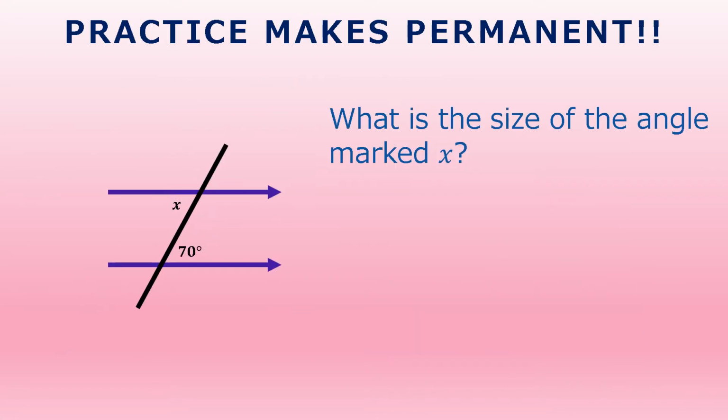Practice makes permanent. So let's try one. What is the size of the angle marked X? Remember, alternate angles are between the parallel lines, and we can recognize them by forming a Z. So it therefore means angles X and 70 degrees are considered alternate angles. So X will be 70 degrees because it is alternate to 70 degrees.